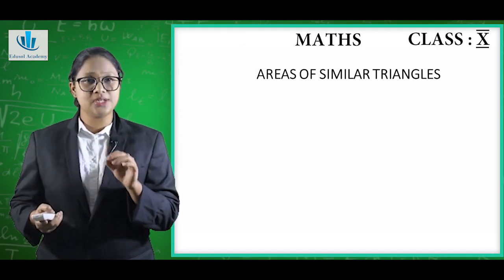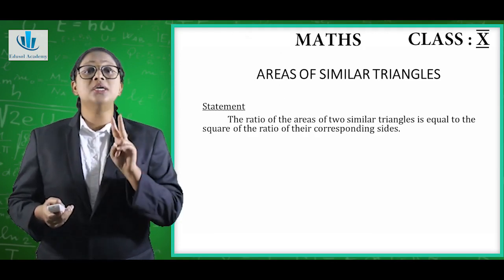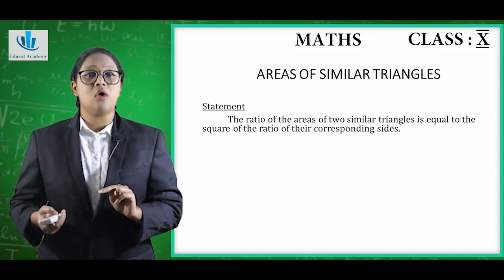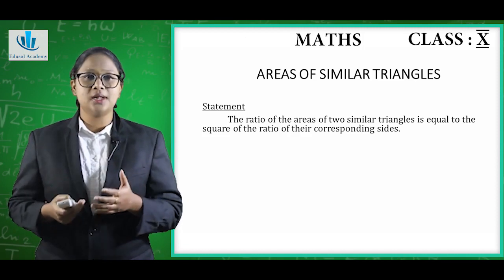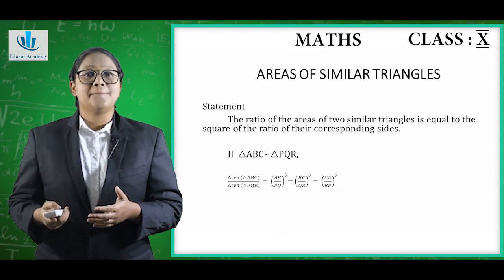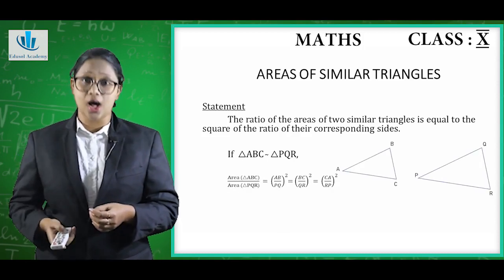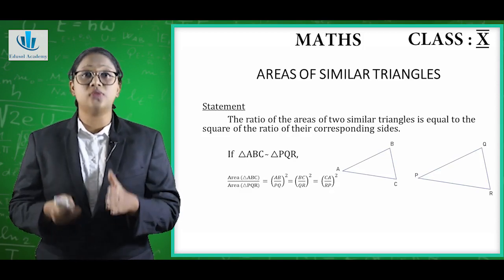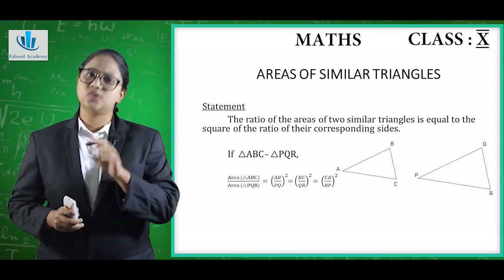According to the statement of the theorem, the ratio of areas of two similar triangles is equal to the square of the ratio of their corresponding sides. That sounds a little bit hard, but we can look at the examples. There are two triangles ABC and PQR, and as per the theorem, there is a condition that the triangles should be similar. So let's take the triangles to be similar.